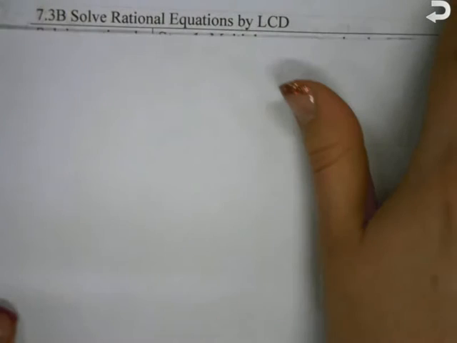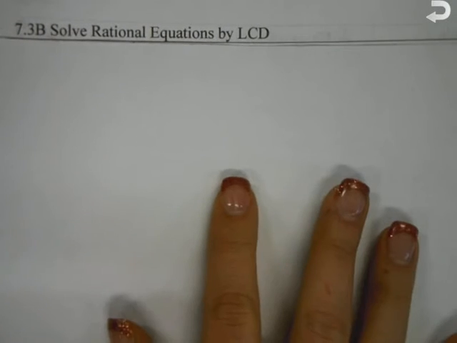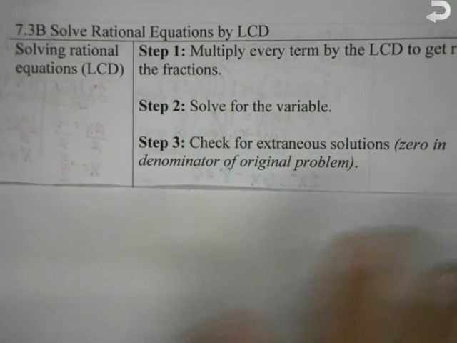So yesterday we were solving rational equations using cross multiplying. Today we're going to solve rational equations when we are going to use the LCD. So we're going to actually be canceling out fractions just like we did last week with the complex fractions. So we do have a couple steps we need to make sure of first.